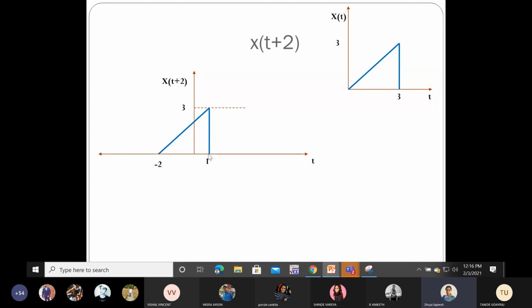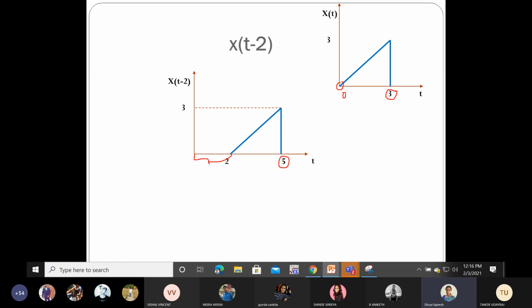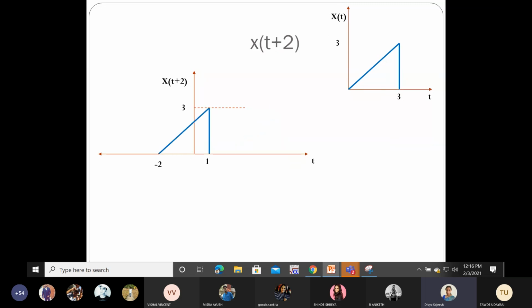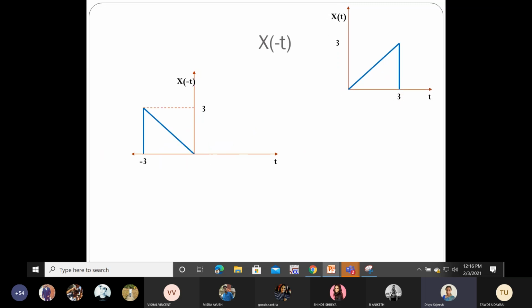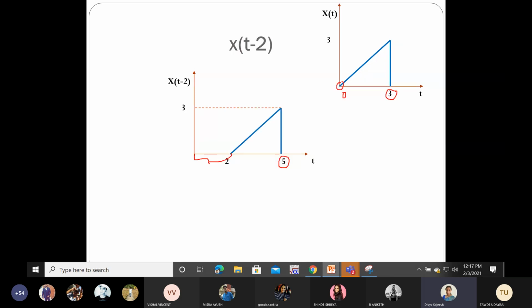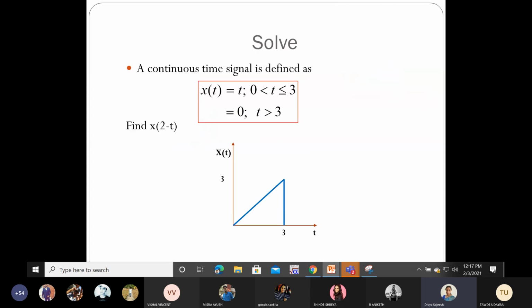So I hope you all understood now the advancing of the signal, delaying of the signal, and the reflection of the signal. So this is delayed by an interval of 2. This is advanced by an interval of 2. And the first one, we are taking the mirror image of the signal, or the reflection of the signal. Now one more example we will see.